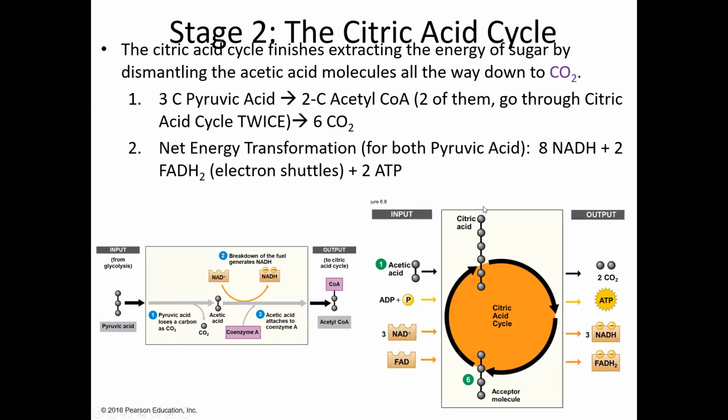So the essentials for the citric acid cycle would be that we go from pyruvic acid, which we got in glycolysis, to acetyl coenzyme A. Acetyl coenzyme A is the real beginning of the citric acid cycle. Now it goes through this twice. We release 6 carbon dioxides. We get 8 NADHs and 2 FADH2s, and then 2 ATP.